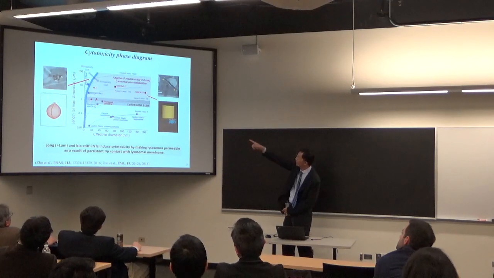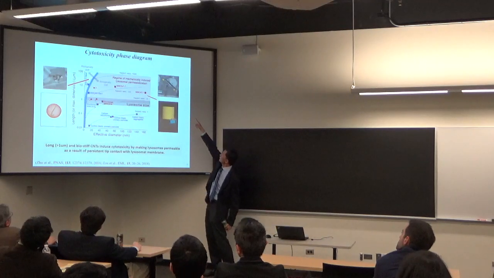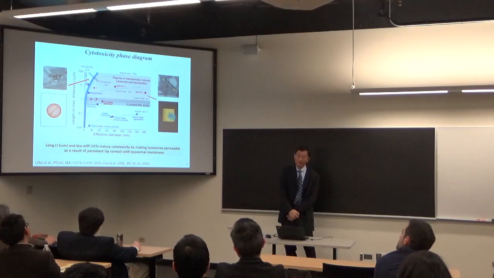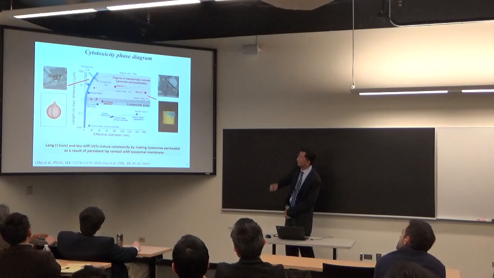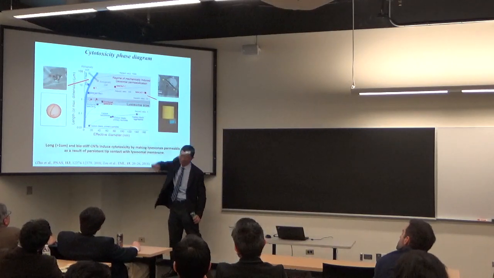Okay, in the red region, that's where we have this stiff material sticking out of the lysosome. It causes lysosome permeability, causes leakage, right? That's where lipid extraction causes damage. What happened in this region? What happened in this region is also biocompatible.